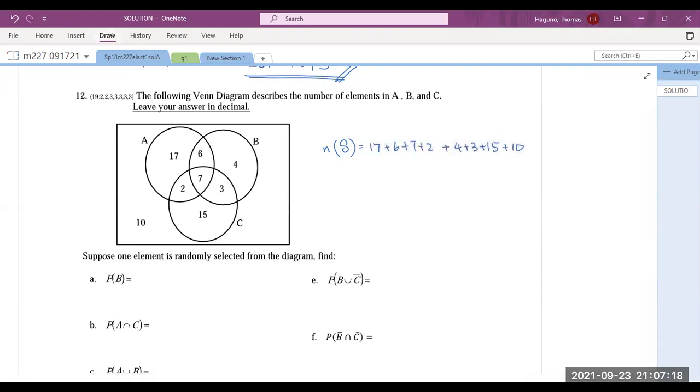I wonder what's that. 23, 30, 39, 59, 60. Is it 64? Yeah, 64. So part A, what is the probability of selecting an element from B? That's 64 out of 64, right? And how many elements are in B?